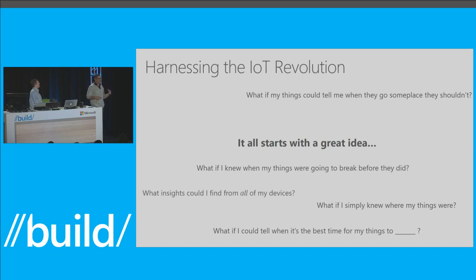What insights could I get from all of my devices when I have this network effect of all these devices collecting data and bringing it into me? What are the insights I could derive from that that I could learn from and I could do something different than I'm doing today? And what if I could use device telemetry to improve?